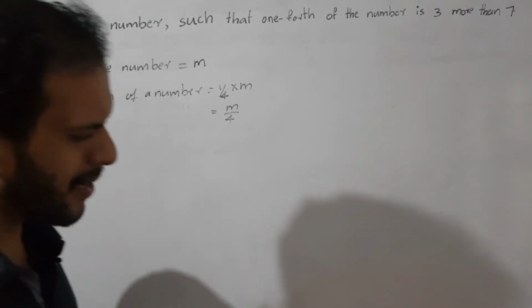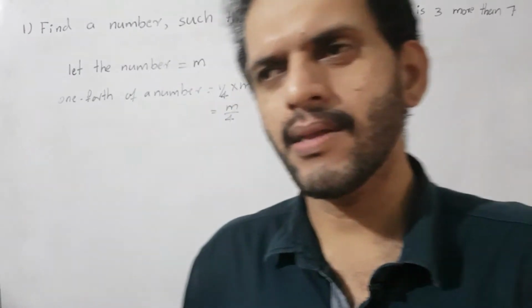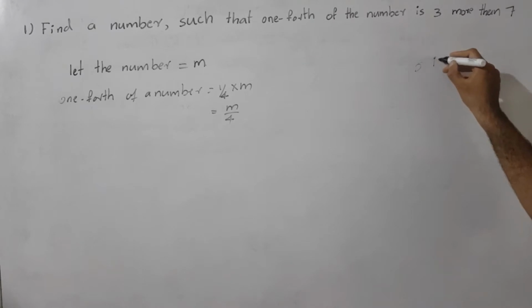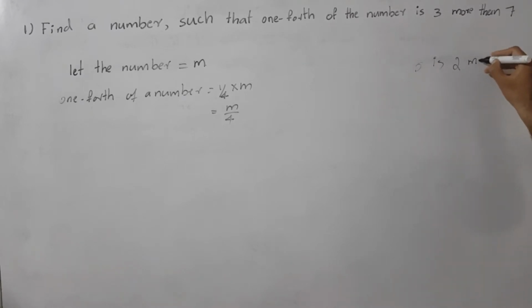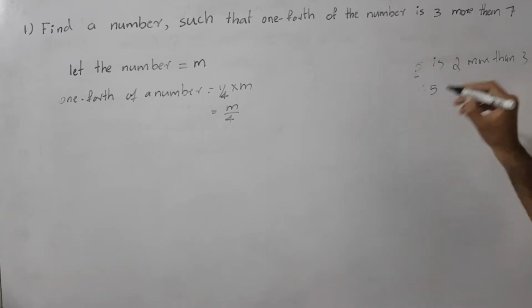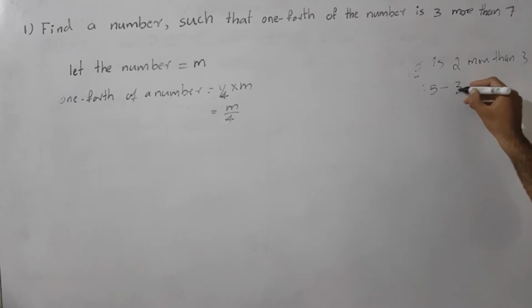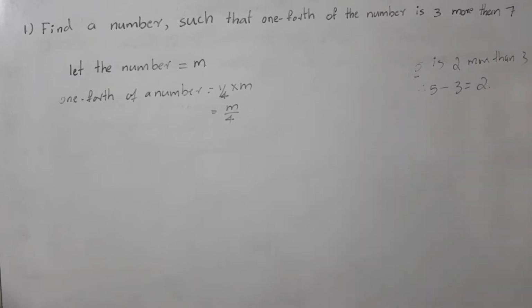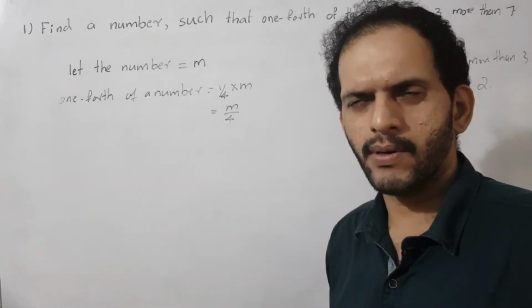The next is given, we got the idea, we already discussed the idea. If the question is given like this: 5 is 2 more than 3, how to write? This idea is that the number 5 is 2 more than 3, then 5 minus 3 is equal to 2. We already discussed this type of question.